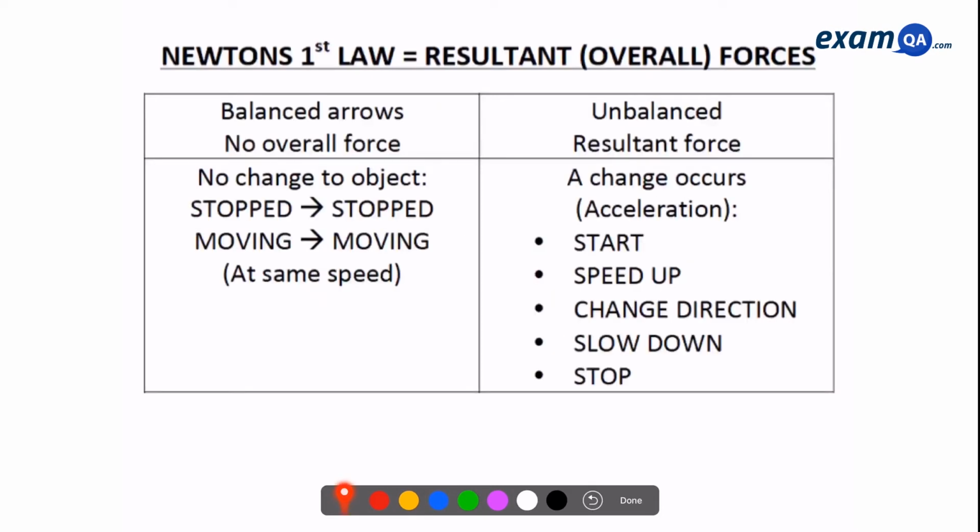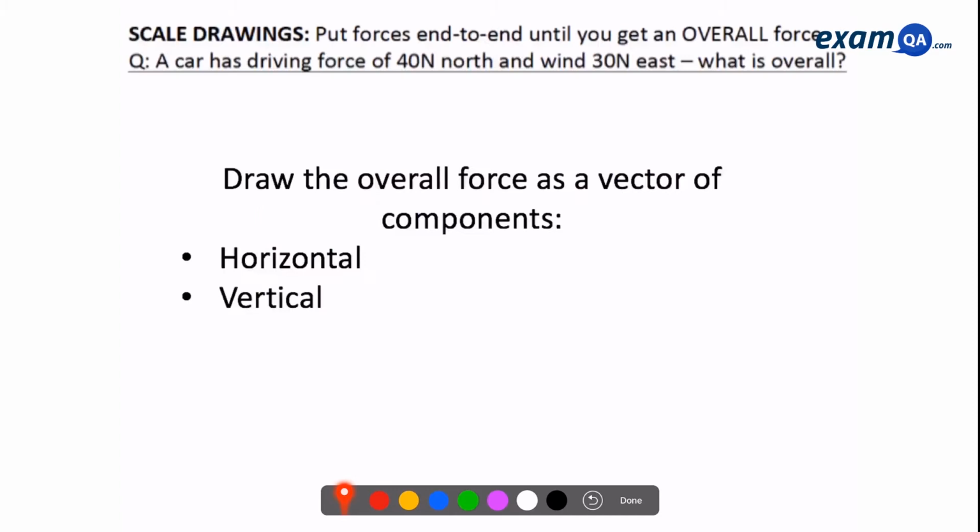If there is an overall force, so they're not balanced, there are 5 things that can happen: starting to move, speeding up, changing direction, slowing down, or stopping. Any of those 5 can happen. They're not all going to happen at the same time, but potentially any of those can happen depending on the diagram. All of these are known as accelerations. Slowing down is a negative acceleration, or you can just call it deceleration.